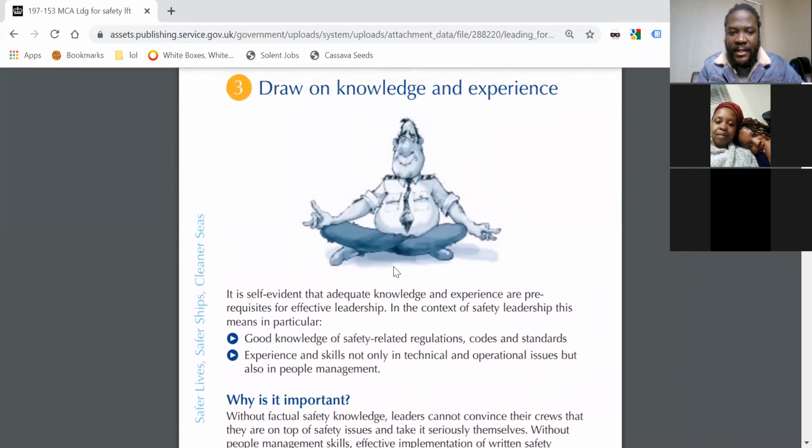Draw on knowledge and experience. Yeah, we've mentioned that a bit. So the codes are there to help you. Yes, please go and read the SOLAS manual on the ship. I know when you start reading these things, you feel like you want to sleep. Yes, not a problem. You read yourself to sleep, then you read yourself out of sleep, okay?